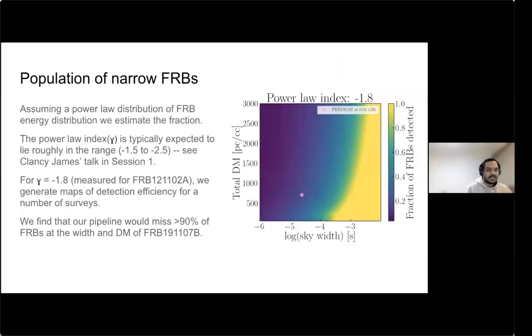So here is an example map for the ASKAP telescope, where we find that at millisecond widths, our survey would be detecting as many FRBs as the ideal telescope would detect. But as soon as the width starts decreasing below the sampling time of our instrument, we rapidly start losing those FRBs, or I should say we are inefficient at detecting narrow width FRBs. At the width of this FRB 191107's brightest component and the DM, we find that our survey is detecting only 10 to 15% of FRBs. So this means that this FRB is quite a special one.